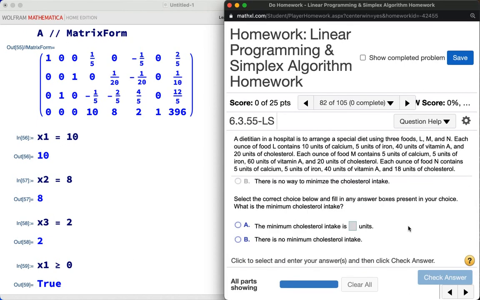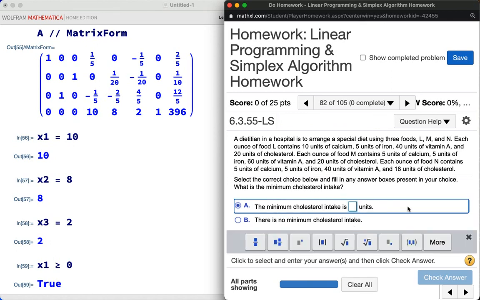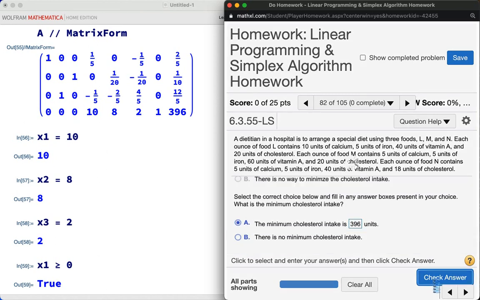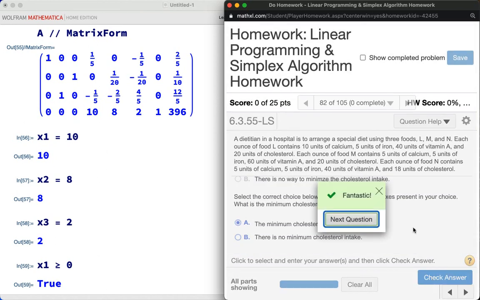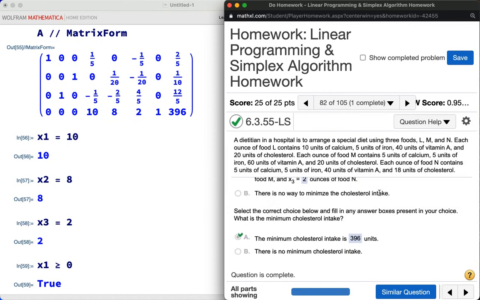Continue. And the minimum cholesterol intake has to be 396 units, which is correct.